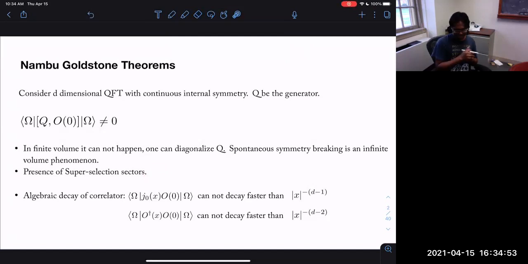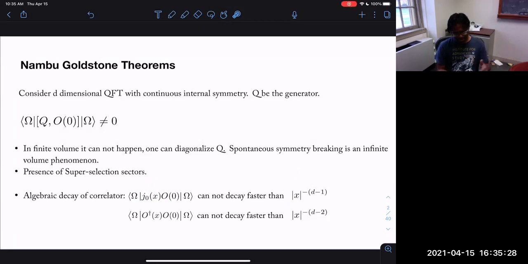So that's one aspect. And if that happens, then in the infinite volume theory, we have some equation like this, and this has implication in terms of correlators. What kind of implications? This is what we'll dub as algebraic decay of correlator. For example, if you take the charge density J0 and take the order parameter O, then this correlator cannot decay faster than x to the power minus d minus 1. This is a direct implication of this inequality, or the fact that it is non-zero.